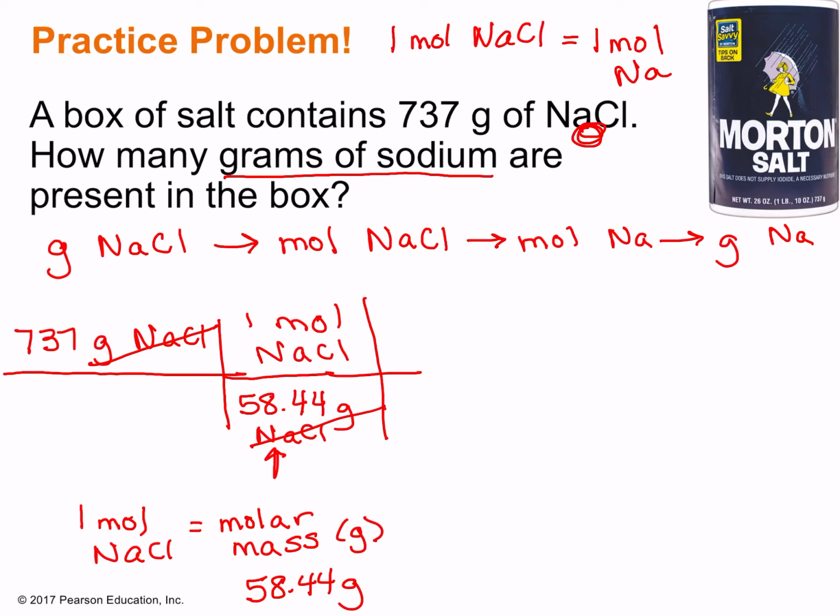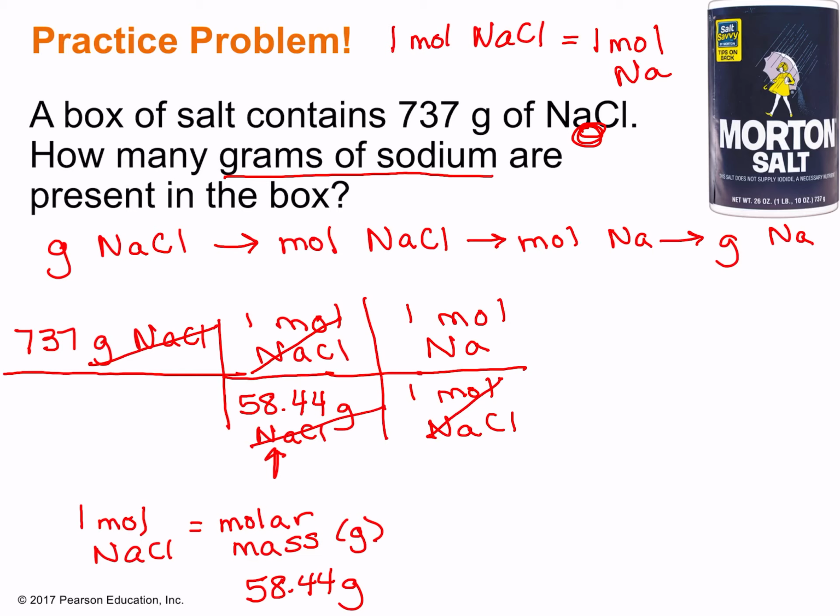Moles of sodium chloride has to cancel moles of sodium chloride down and to the right. So we'll put this left side of our equality down on the bottom, 1 mole of sodium chloride. And then the 1 mole of sodium will go on the top. Moles of sodium chloride cancels moles of sodium chloride. That leaves us with moles of sodium.